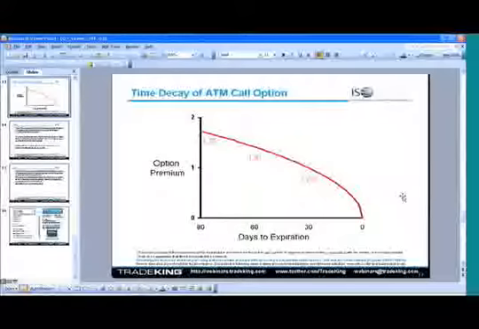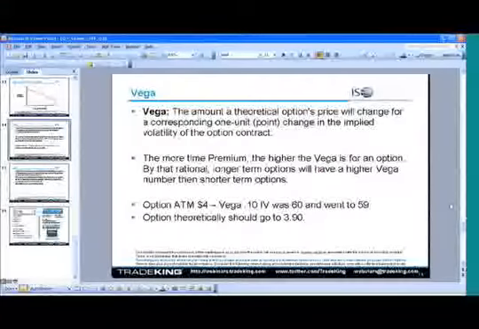Now, the last Greek that I want to talk about is actually Vega. Vega is the volatility Greek, and it tells you how much an option's theoretical price will change for a corresponding 1-point change in the implied volatility of the option contract. The more time premium, the higher the Vega is for an option. Oh, by the way, I said that I kind of like long straddles. I should probably show this up here.